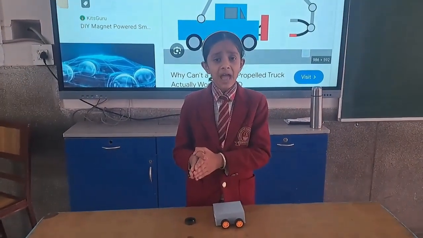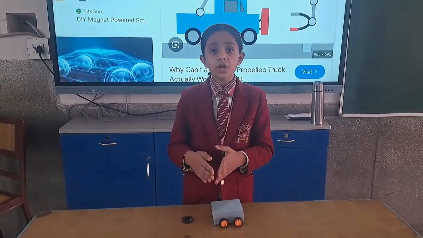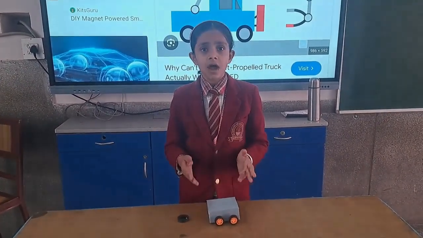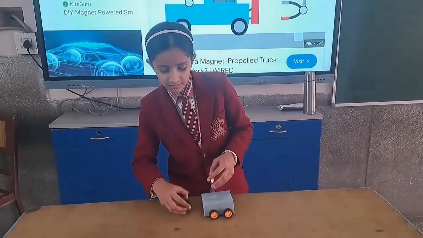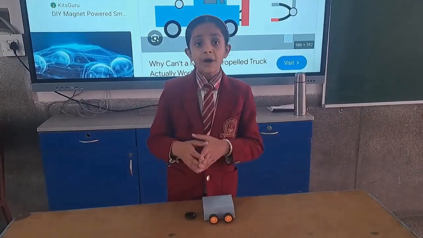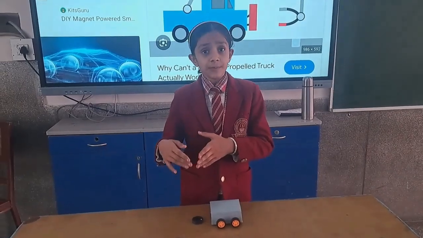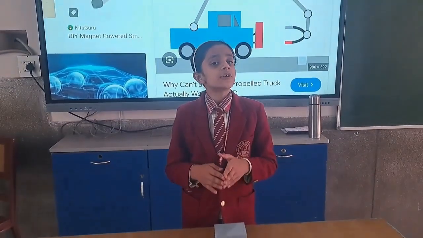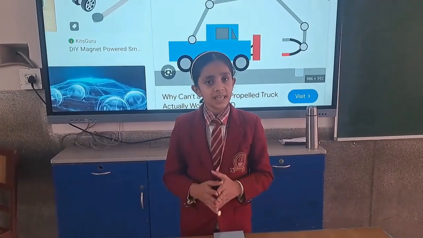If the north pole of the magnet in a car is facing the north pole of the other magnet, they will repel each other and thus the car will move. Like this. But if different poles are facing each other, they will attract each other and thus the car will not move in the forward direction.